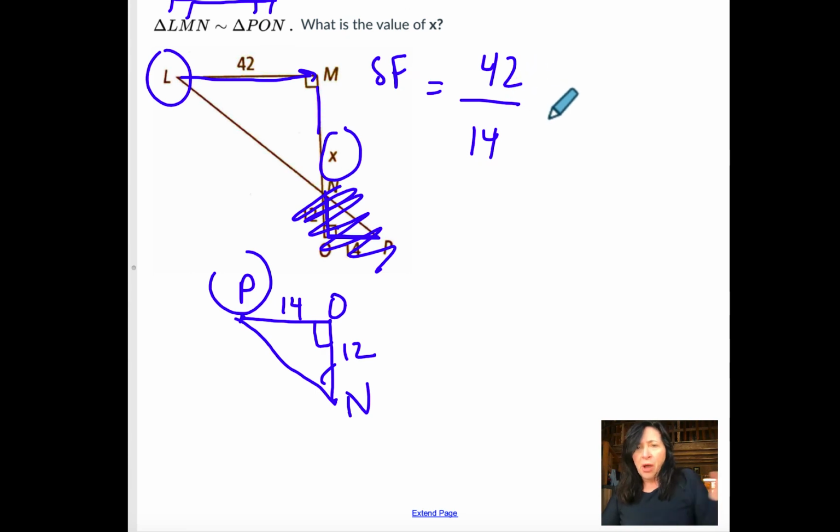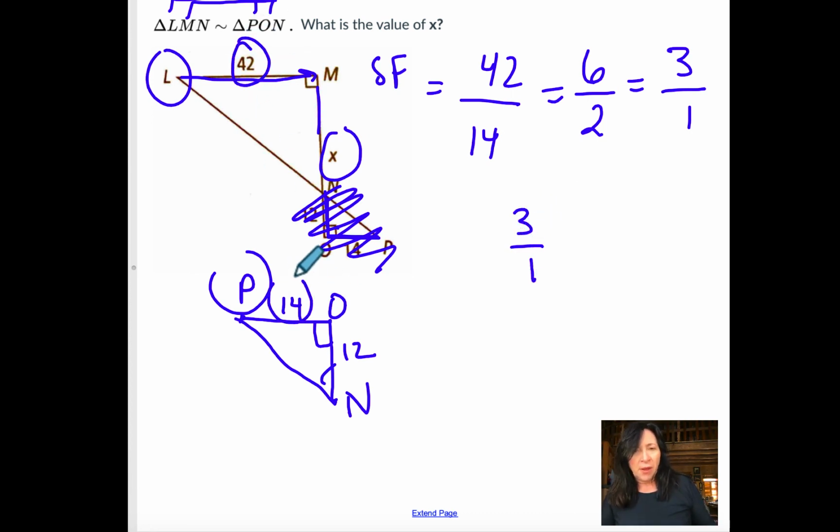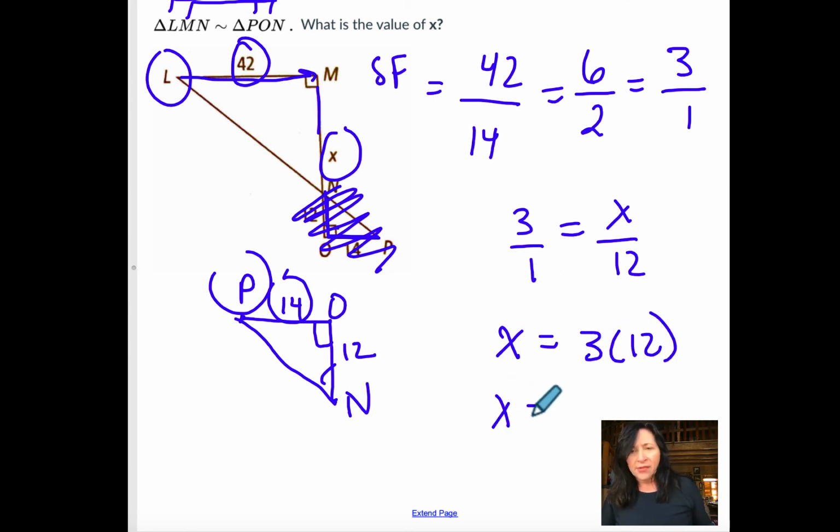I'm going to reduce by 7, and 42 divided by 7 is 6, and 14 divided by 7 is 2, which, by the way, I should have divided by 14. And so this is going to be 3 over 1. So my scale factor is 3. So that means that to find X, I'm going to go 3 is to 1. So that's 42 divided by 14 as X is to 12. And so I'm going to cross multiply. I get 1 times X is X, and that equals 3 times 12. So X is equal to 36. Put your answers in solution set.